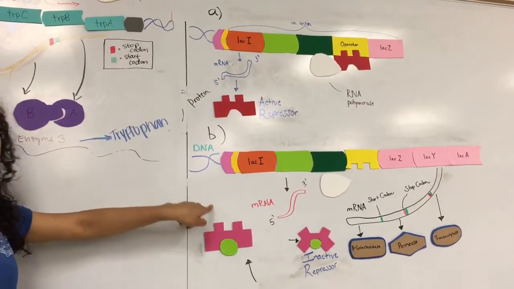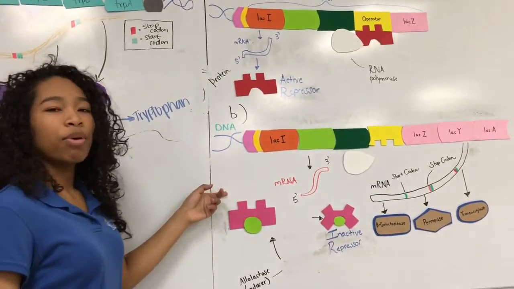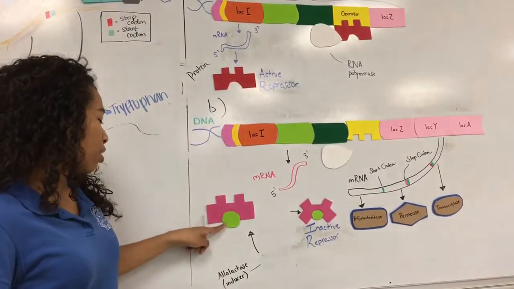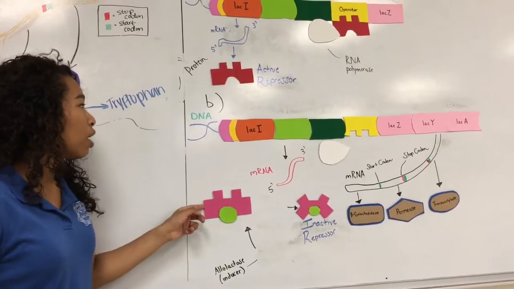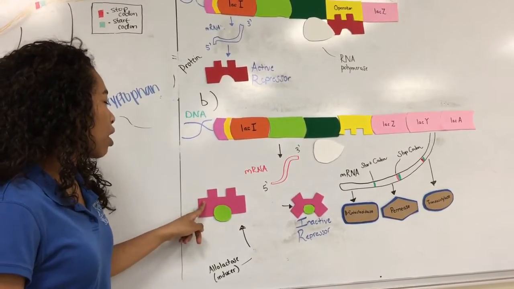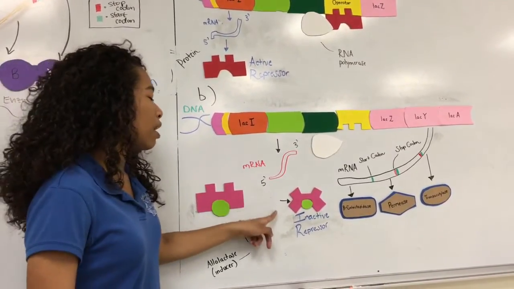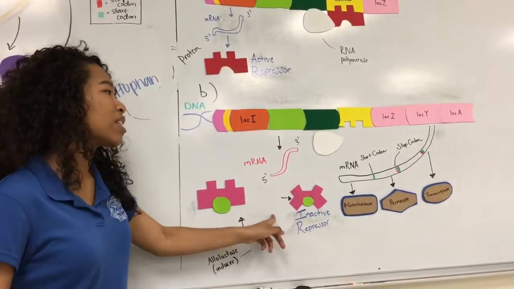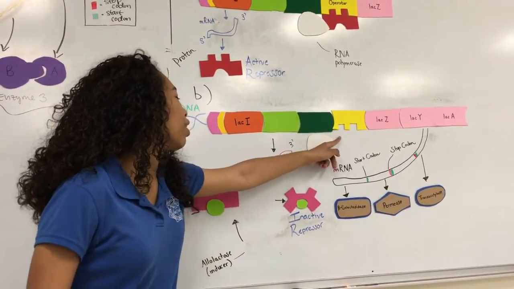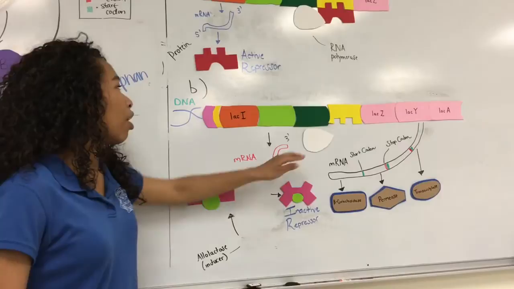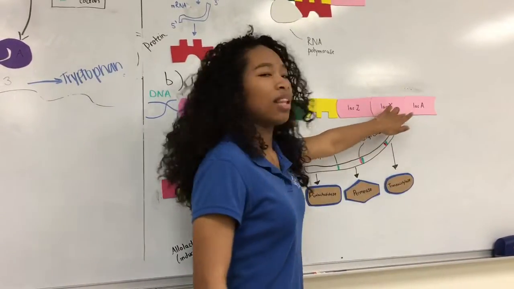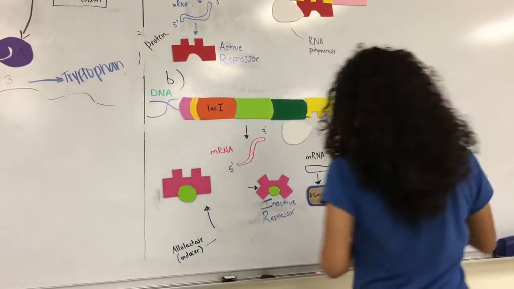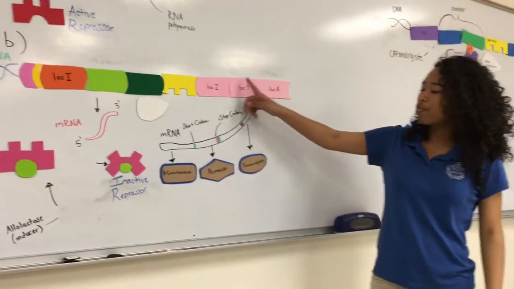In the second situation, lactose is present in the form of allolactose, which binds to the active repressor, and this causes it to change shape and become an inactive repressor. Since it's inactive, it does not bind to the operator, which allows the RNA polymerase to transcribe lacZ, lacY, and lacA.